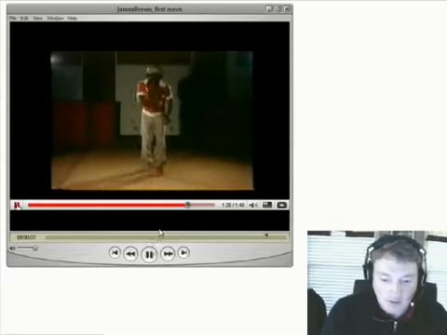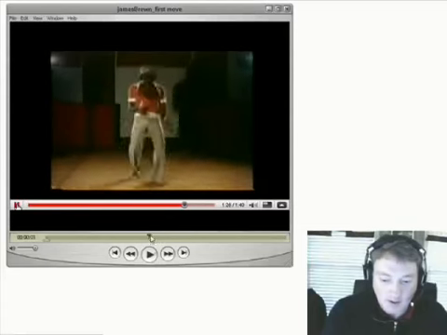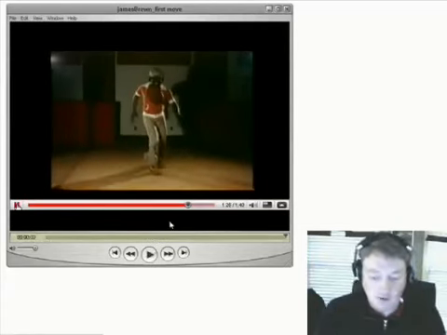The little knee swivel, and then the shuffle back. The knee swivel and the shuffle back. Okay, so that's the first part that I want to do.